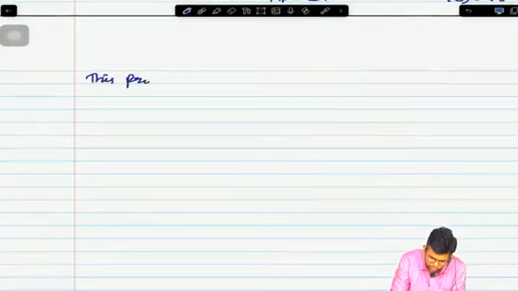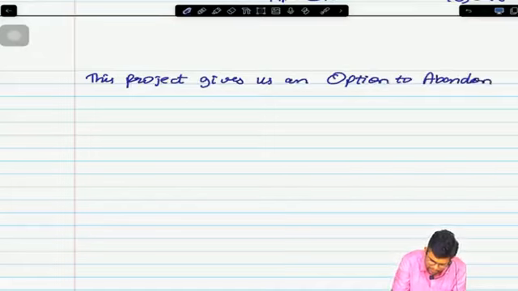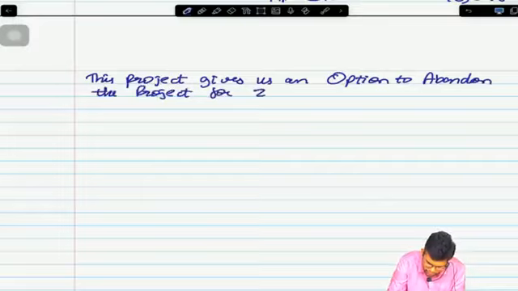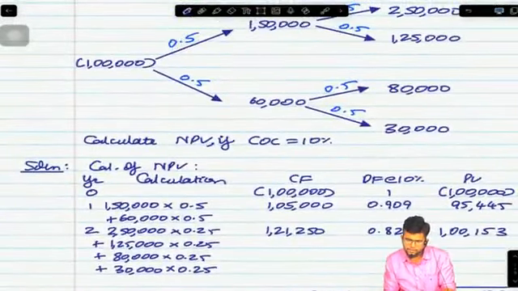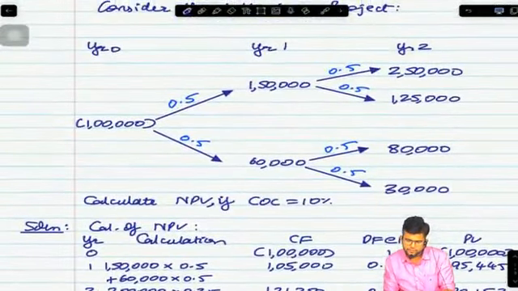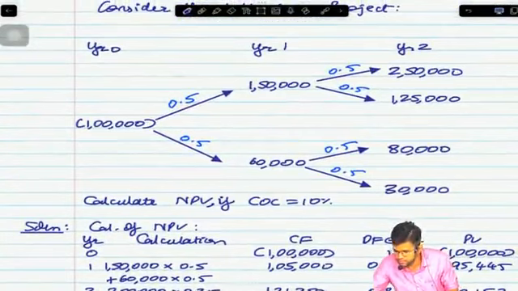Now see, students, I am writing here, this project gives us an option to abandon the project for rupees. Okay, 1 minute. Somebody give me a calculator. I'll put some number which will make things interesting. Okay, hold on.